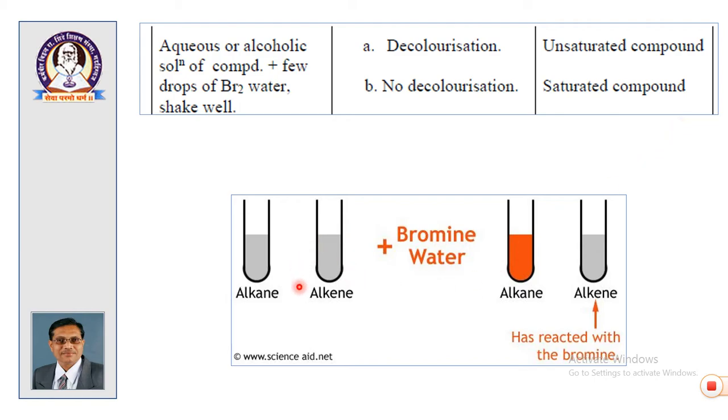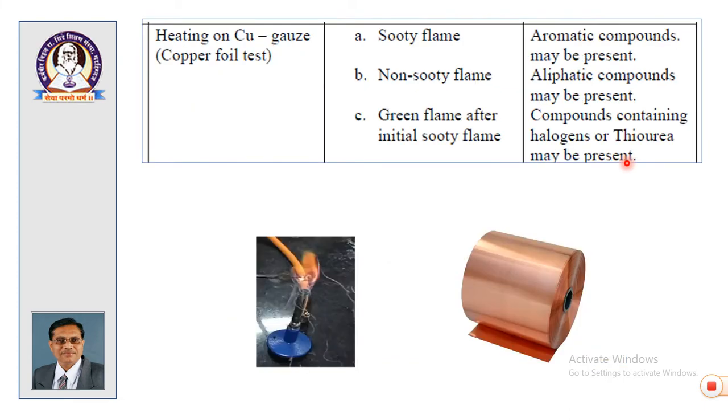So, whenever you have an alkene-like compound which is unsaturated, this unsaturated compound undergoes an addition reaction with bromine and the alkene shows decolorization, alkanes do not show decolorization. Saturated compounds do not show decolorization, unsaturated compounds show decolorization. Okay. So, once again decolorization indicates unsaturated compounds, no decolorization indicates saturated compounds.